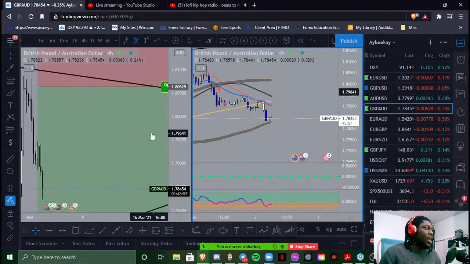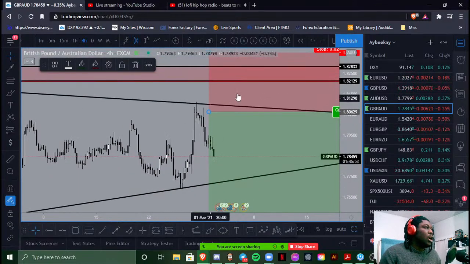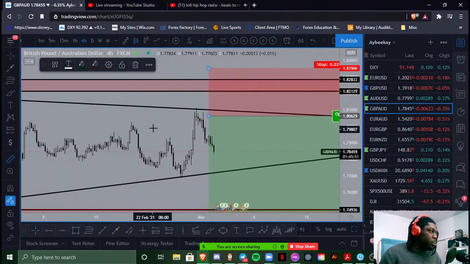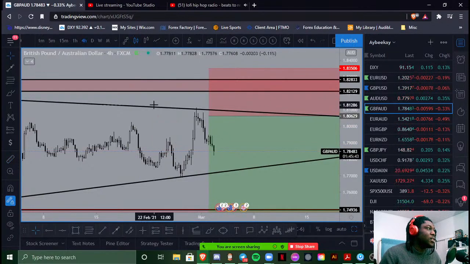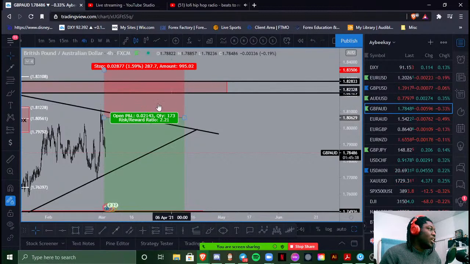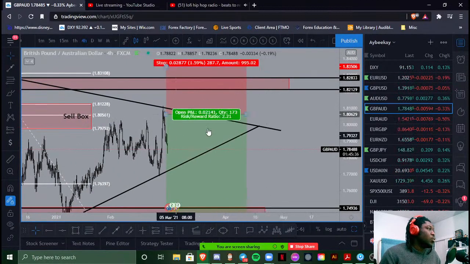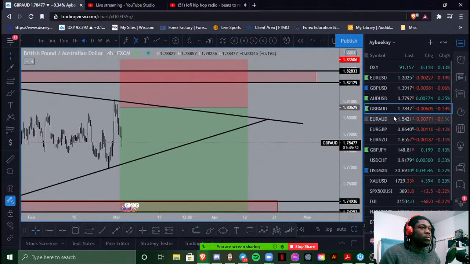Looking at GBPAUD, it's making a run to the downside. Currently is up 218 pips, has dropped a total of 241 pips, and in this trade we have been risking 287, so 1-to-1 hasn't been reached yet, but still profits are running nicely.